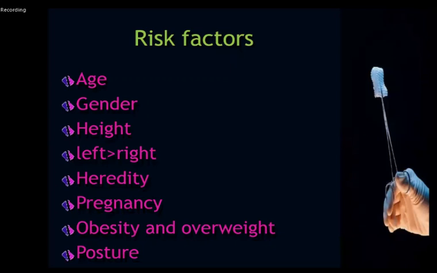Height: tall people are more prone to varicose veins formation. The left side is usually more affected than the right one, and there is also some hereditary contribution to varicose veins formation. Pregnancy, obesity, and overweight are also risk factors. Posture: men who are standing all day because of their job, like teachers and shopkeepers, are more prone to varicose veins formation.